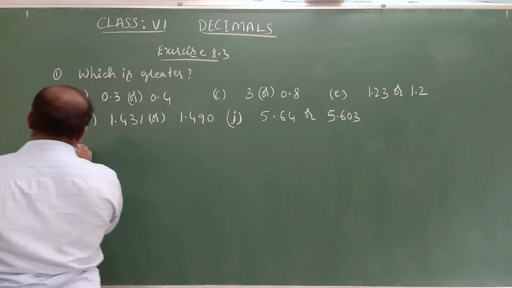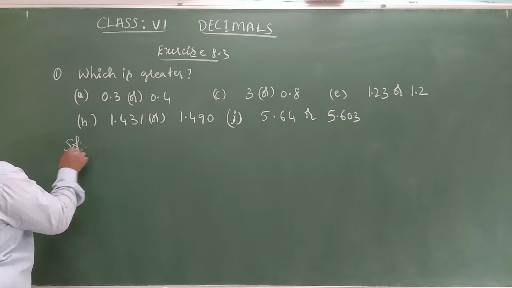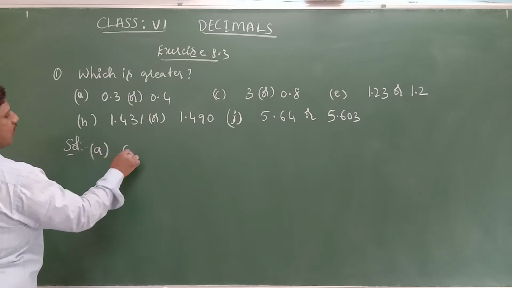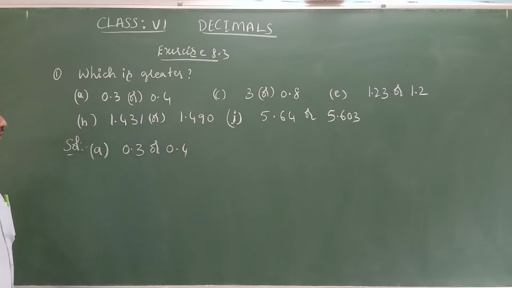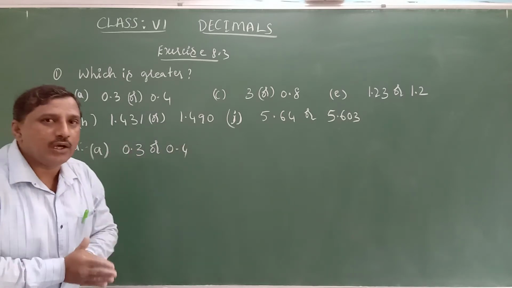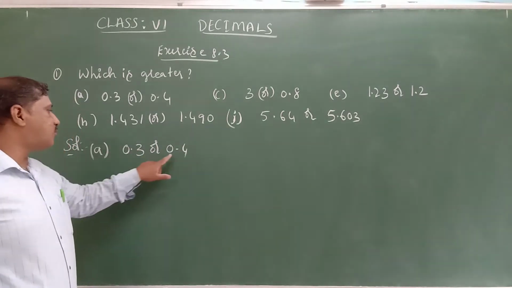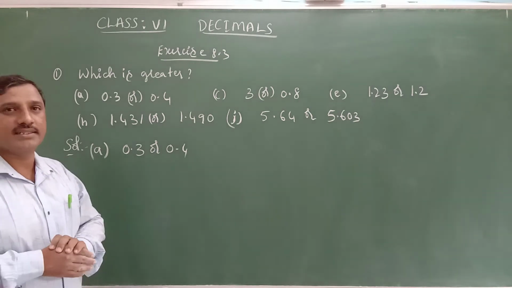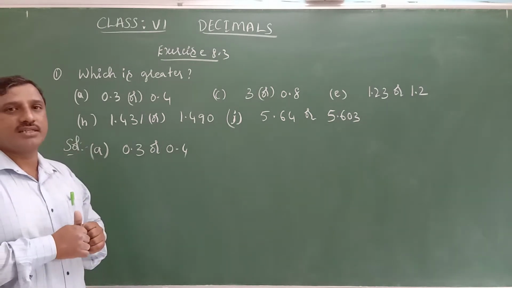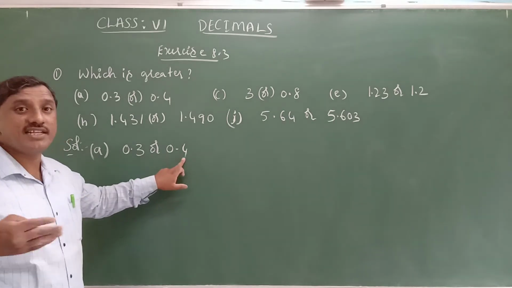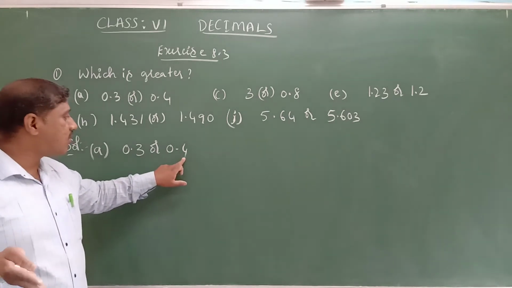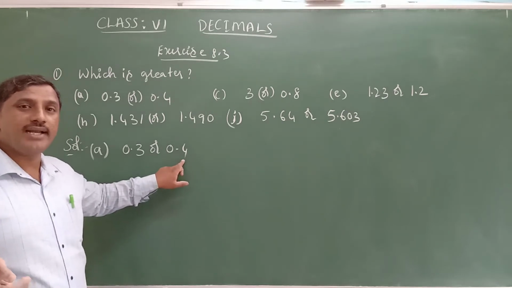So first we will discuss the first question, which is greater: 0.3 or 0.4. Here the first step is to compare the whole parts. Both have 0, that is the same whole part. Then compare the 10th place digits, 3 and 4. Which is greater? 4. Therefore, 0.4 is greater.